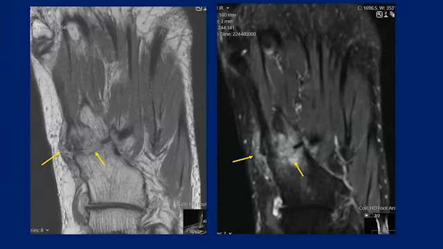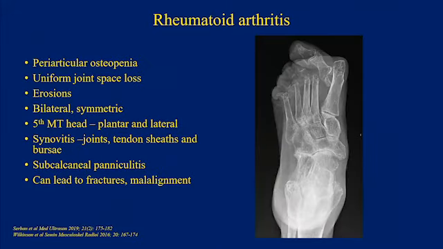We can see there's reactive edema about the fourth and fifth TMT joints, inflammatory synovitis distending the lateral margin of the fifth TMT joint with likely disruption of the lateral joint capsule. And we can see that there's an inflammatory process going on because we are losing the normal low signal intensity cortex of the subchondral plate in the distal aspect of the cuboid, where the inflammatory process is just eating away the bone.